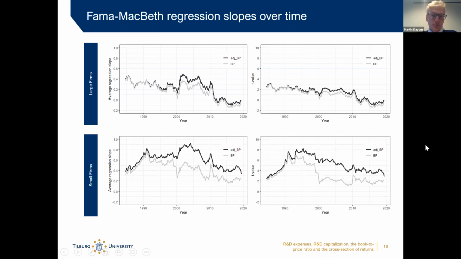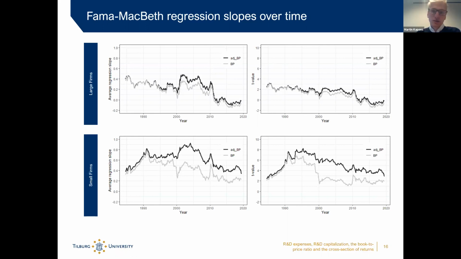And what becomes apparent is, first, as for the average results, the effect is largely here on the small firm subsample, which we have in the black line, the adjusted book to price ratio, and in the gray line, the unadjusted book to price ratio. And the effect becomes apparent here at around 1991. Spikes at around 2000, and thereafter it decreases.